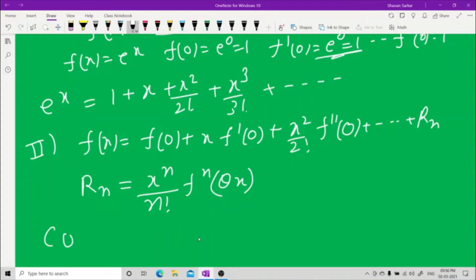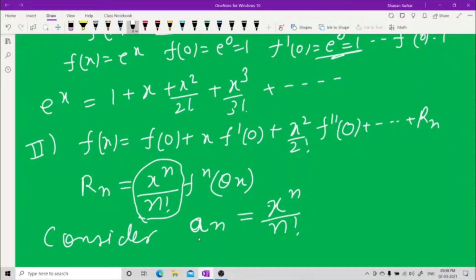Consider this term. Define this as x to the power of n upon n factorial; this term, you define as a_n. Define this whole term as a_n. Let us consider this as a_n.